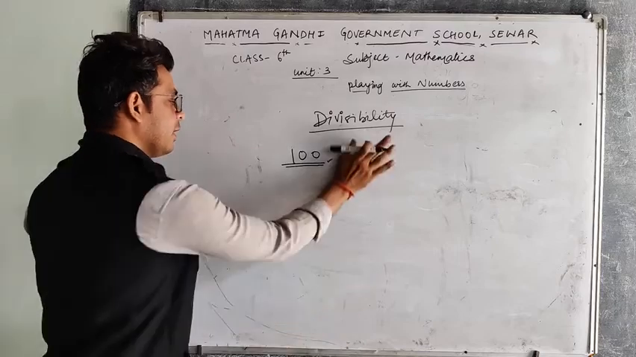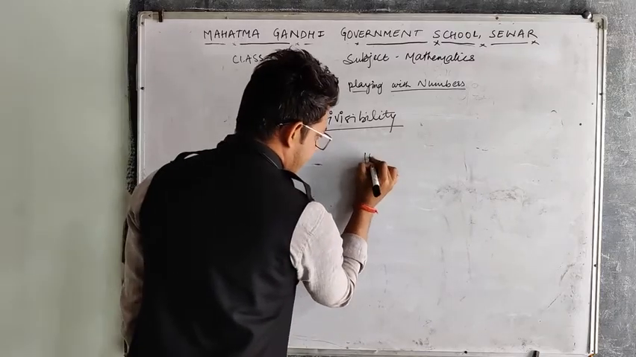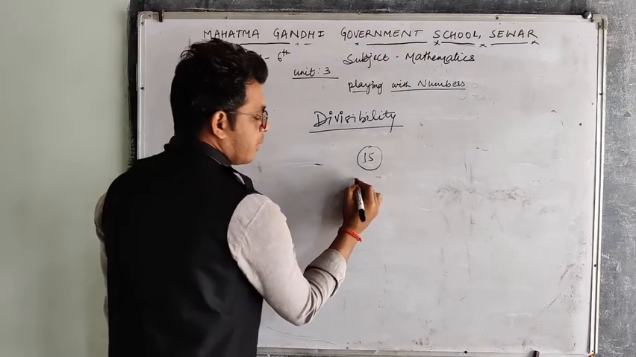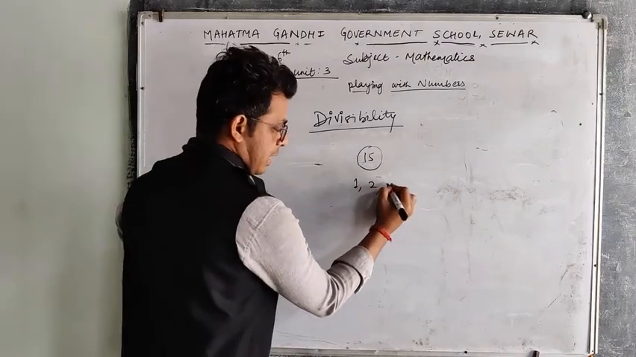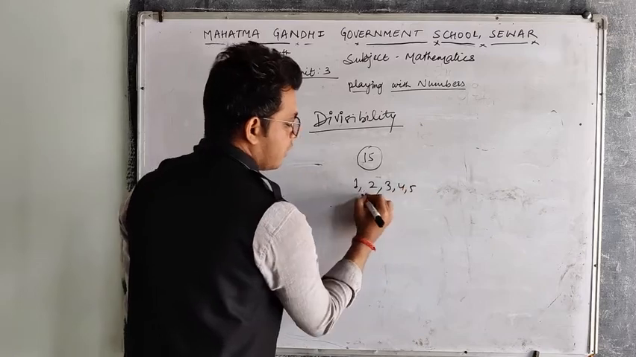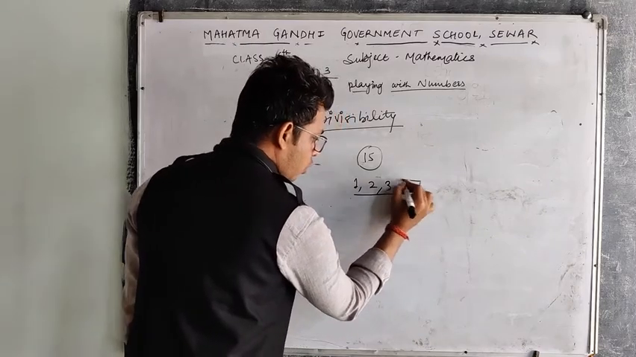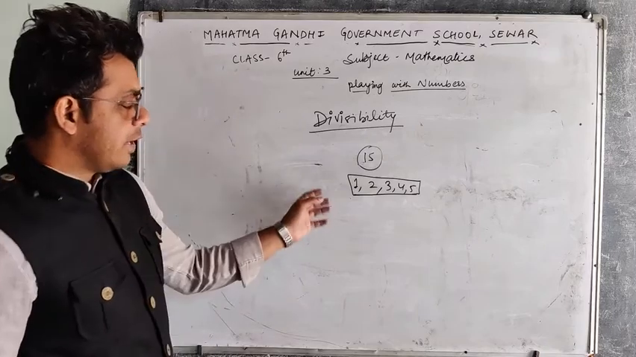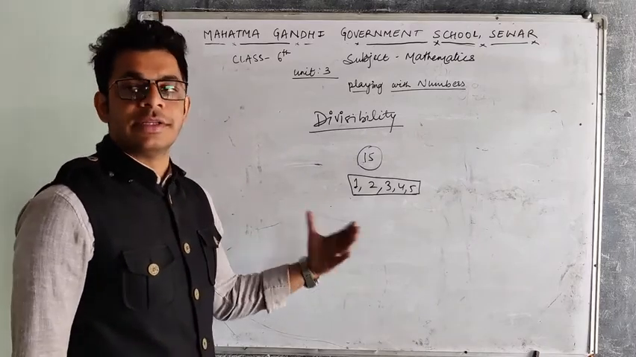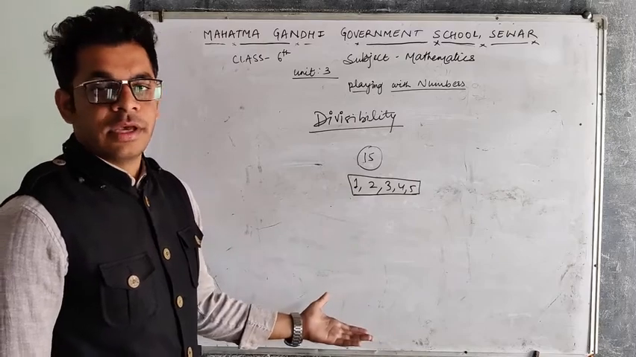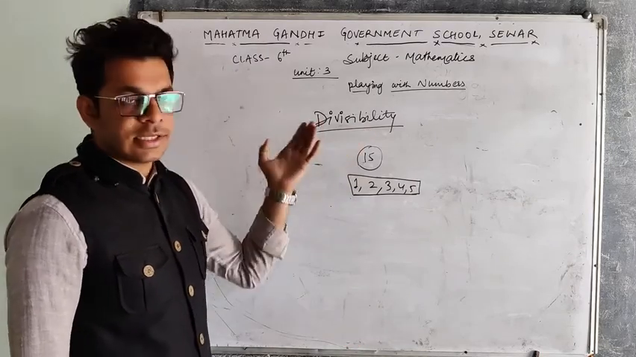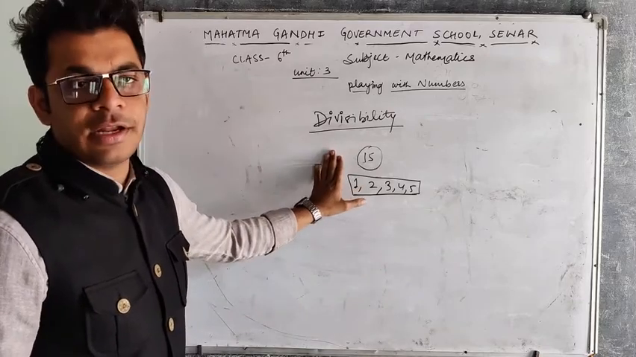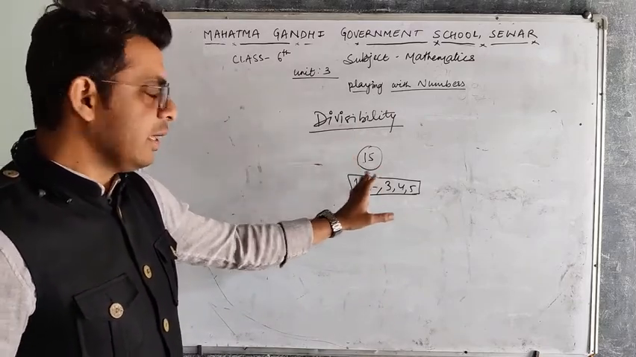If I write here 15, I will divide this number first with 1, then 2, 3, 4, 5. So every time we go for a divisibility test, we have to divide it with multiple digits. So it will take time. If we have certain divisibility concepts, it will be very easy for us to identify the given number will be divisible by which digit.